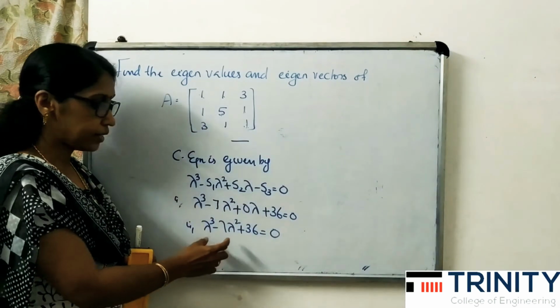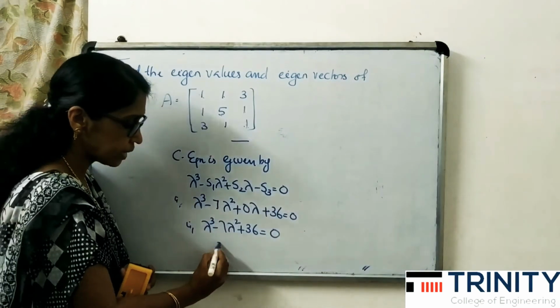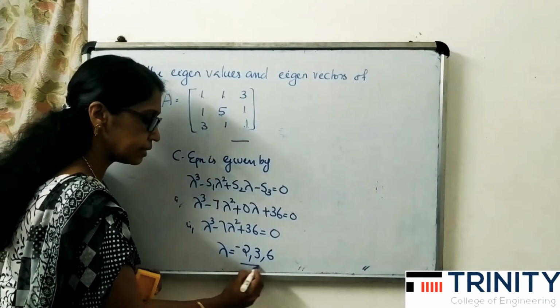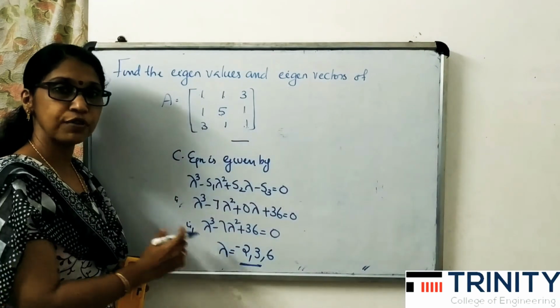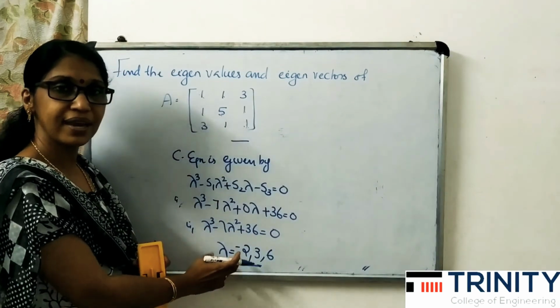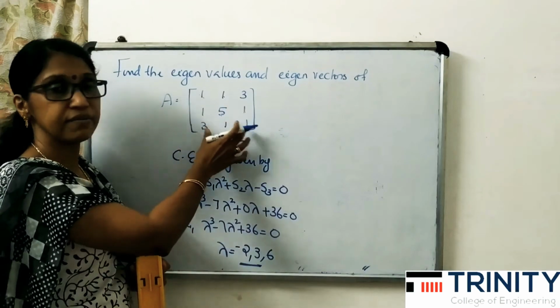Now using a calculator you will get the values for lambda. The lambda values are, lambda is equal to minus 2, 3 and 6. These are the values of lambda from this equation. Okay, so these are the eigen values. Minus 2, 3 and 6 are the eigen values of this matrix.